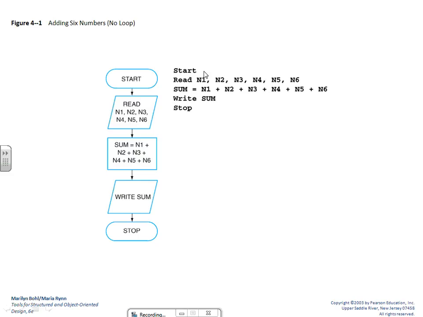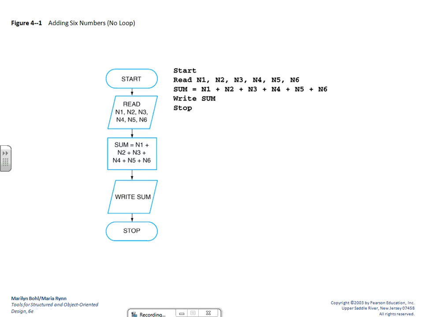Okay, we're gonna start. We have a read statement. We're gonna read 6 variables. We're gonna add those 6 variables, and we're gonna write the total, and we're gonna stop. As you see here, I have 6 variables. It's not a big problem to write n1 to n6 and add here n1 plus n2 plus this up to n6.